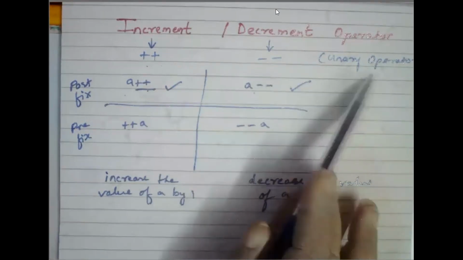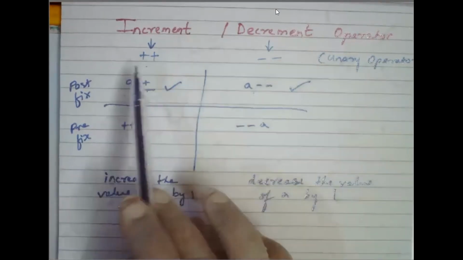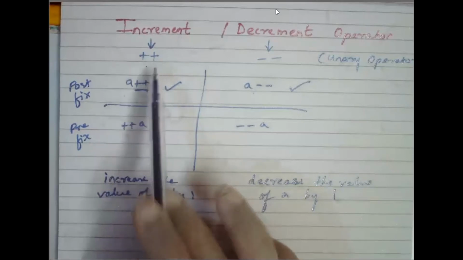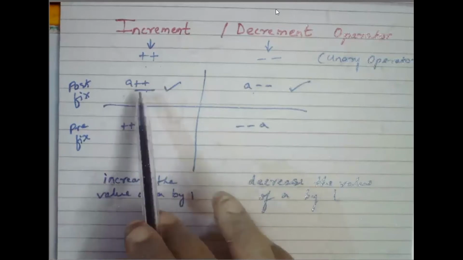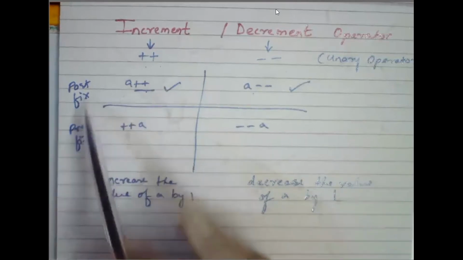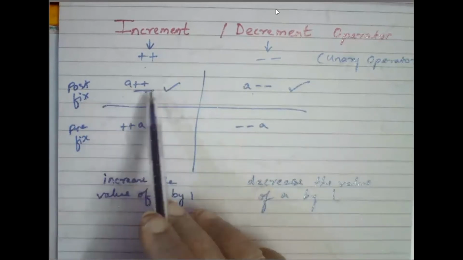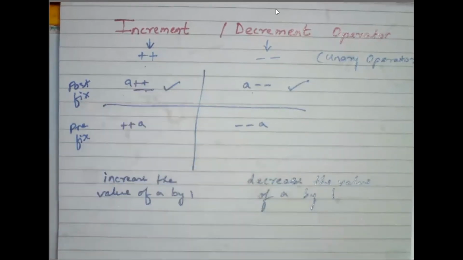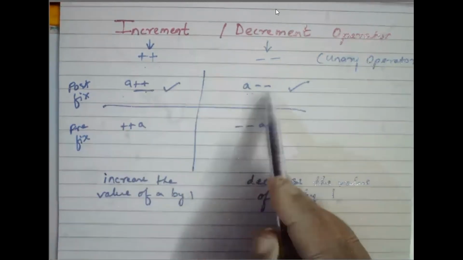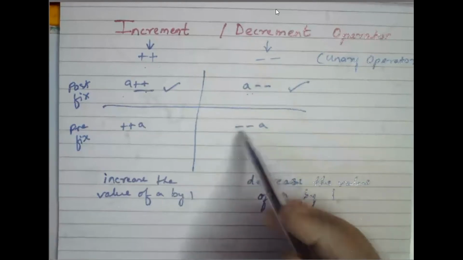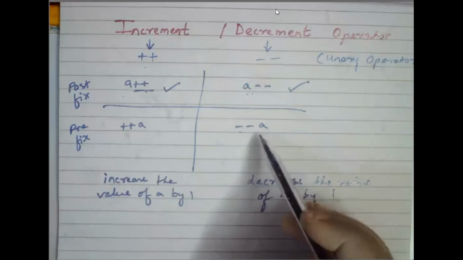Why are they called unary operators? Because they work on one variable or one operand. Now, based on the position of the operator with the operand or the variable, we call it postfix or prefix. Like A++, we call it the postfix increment operator, and ++A, I call it the prefix increment operator. Similarly, A-- I call the postfix decrement operator, and --A I call the prefix decrement operator.